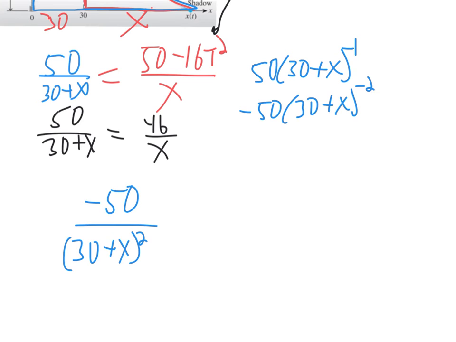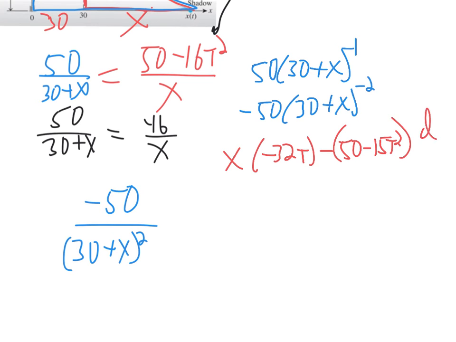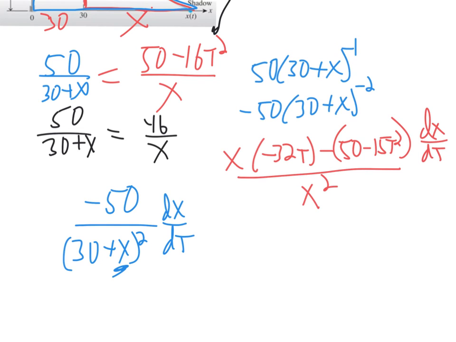Now I've got to do the derivative of the right-hand side, and that is a quotient. I can't clean that up any further. So the bottom times the derivative of the top, minus the top times the derivative of the bottom, dx. I just realized I forgot to add a dx/dt over here too, because I had to use the chain rule on that bottom. All right, and this is all over the bottom squared.